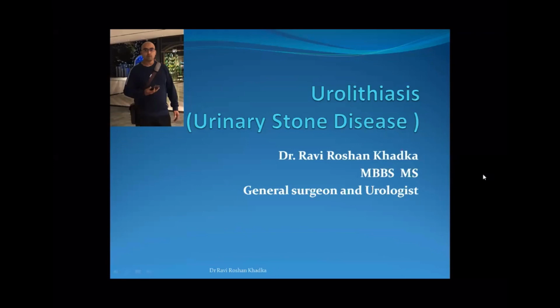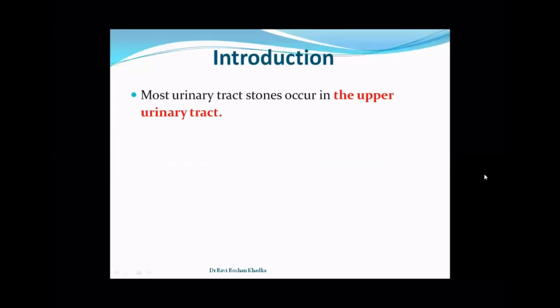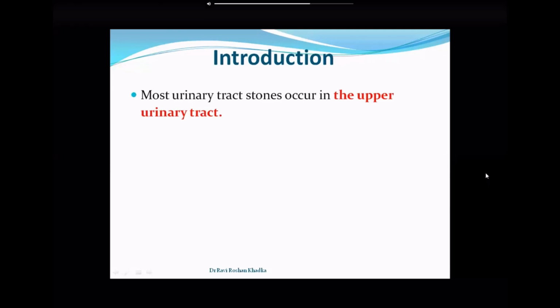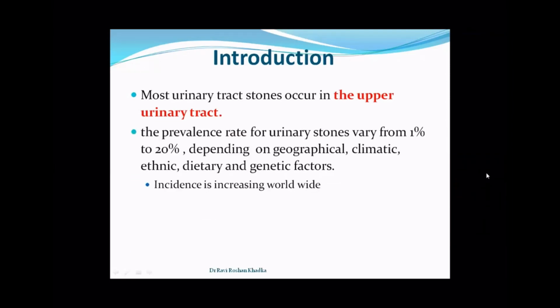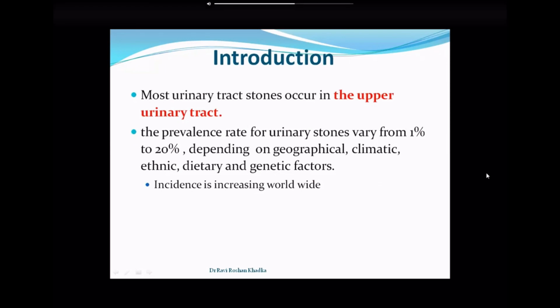Welcome to the lecture on urolithiasis, and we'll be discussing the basics of urinary system stone disease now. See, urinary system stone disease is one of the oldest diseases affecting mankind, and it most commonly affects the kidney, the upper part of the urinary system. The prevalence is around 1 to 20% throughout the world, depending on the geographical condition, climate, dietary factors, and genetic factors. And the incidence of stone disease is increasing worldwide nowadays.